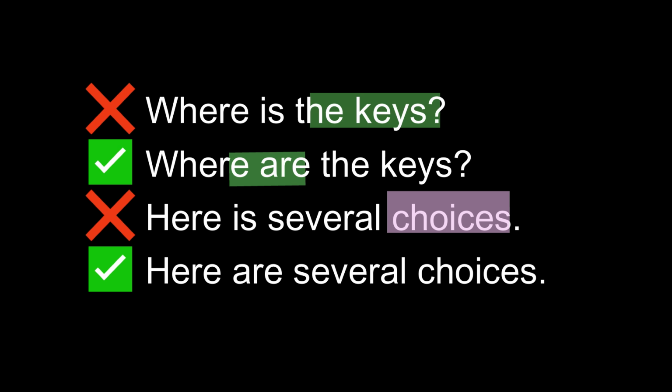Here is several choices. Incorrect because several choices is the subject. Here are several choices. Choices is plural, so are is correct. Compound subjects. Identifying the subject can be challenging when subjects are joined by conjunctions like and or. The verb agreement depends on the type of connecting words.